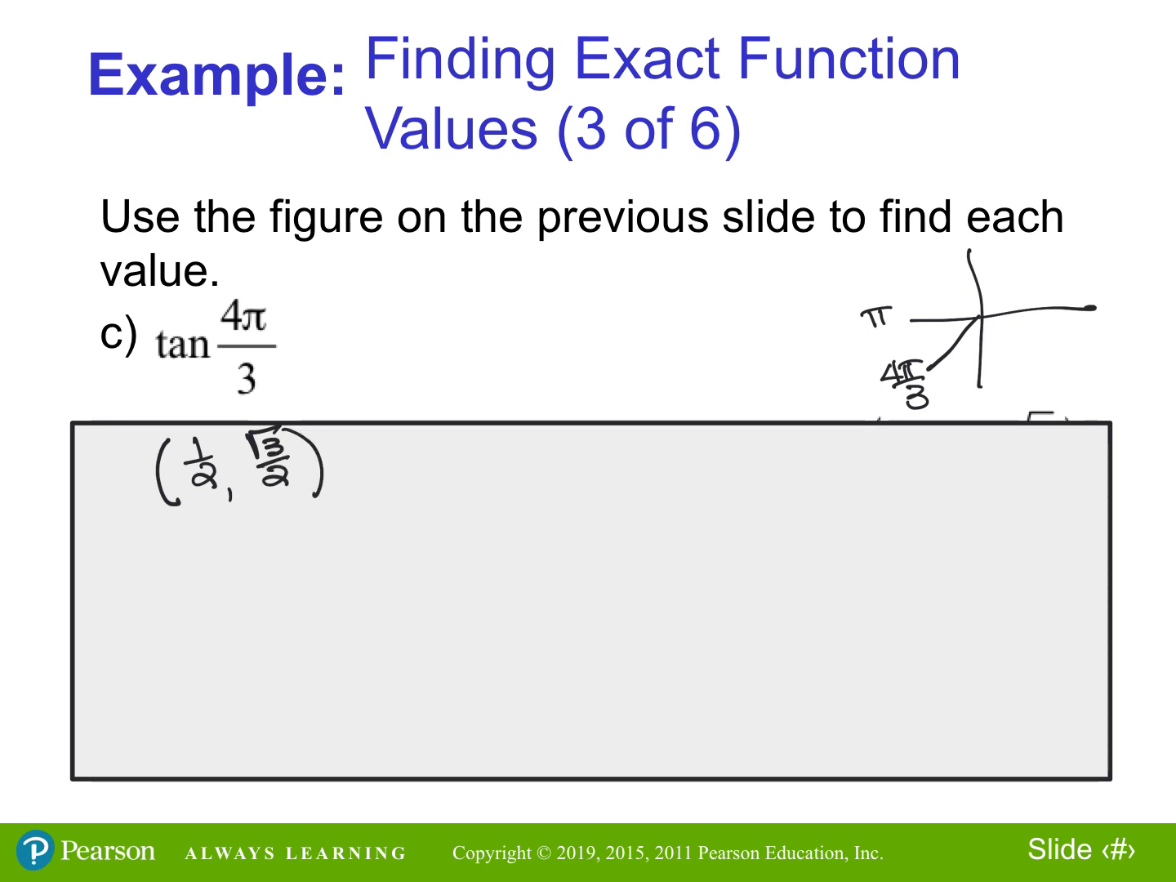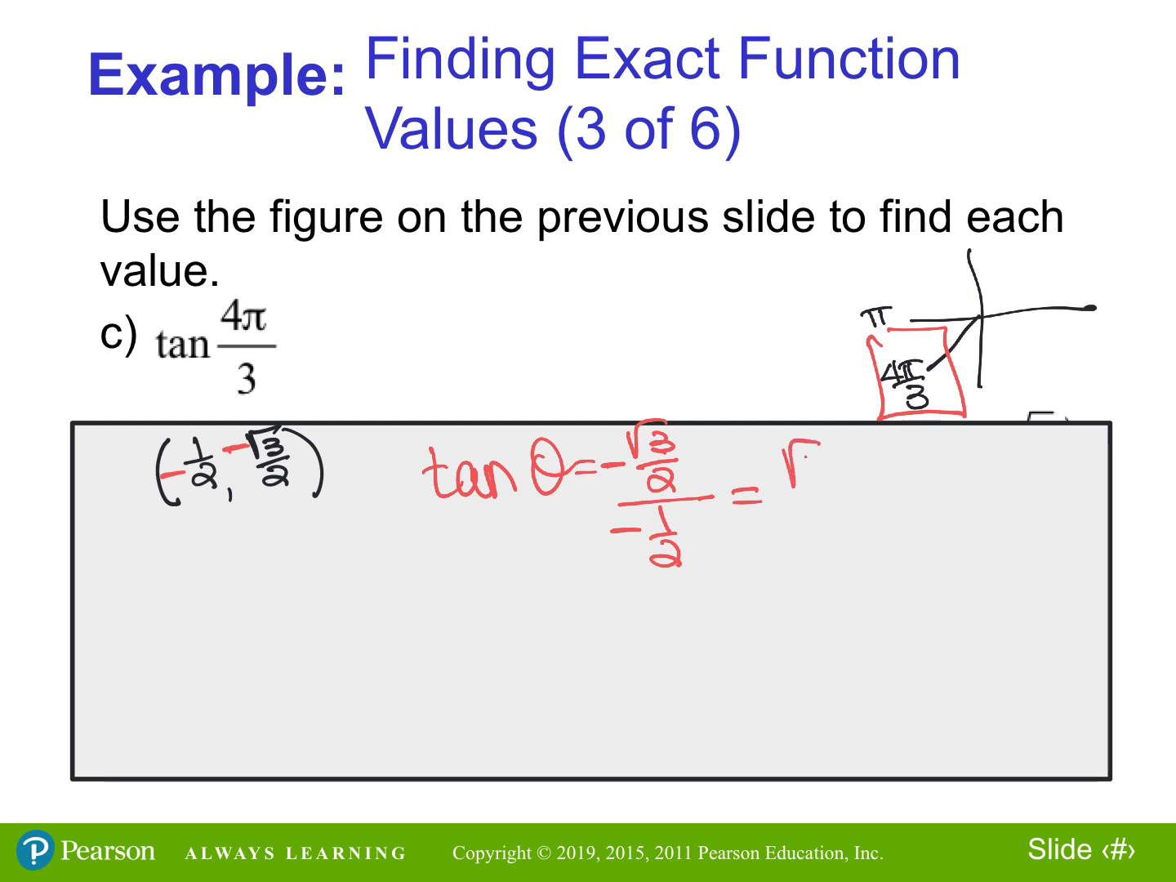The tangent is really equal to y divided by x. So I'm going to end up with the square root of 3 over 2 divided by 1/2. Now, before I go any farther, in this third quadrant here, I know that both my x and my y are negative. So you can go ahead and throw on a negative. Now, when I divide a negative by a negative, that does give me a positive tangent value.